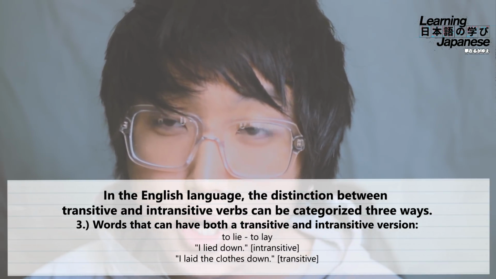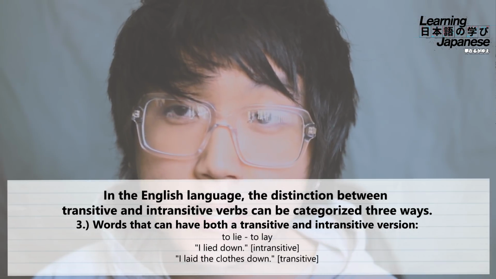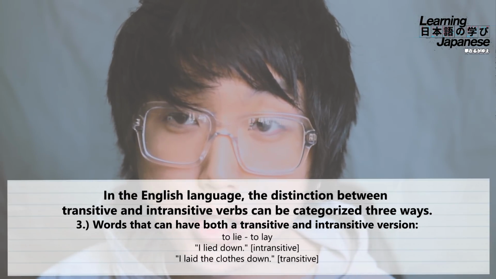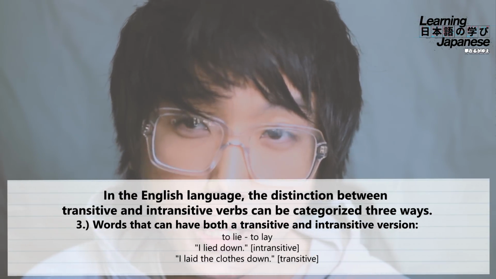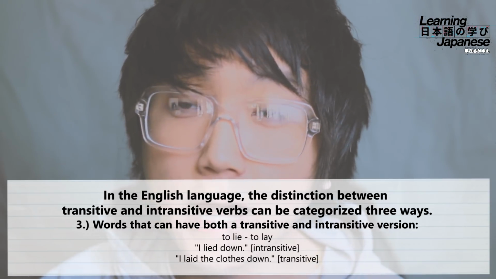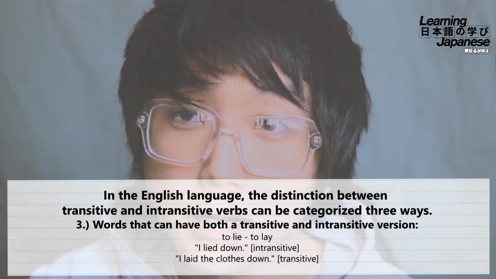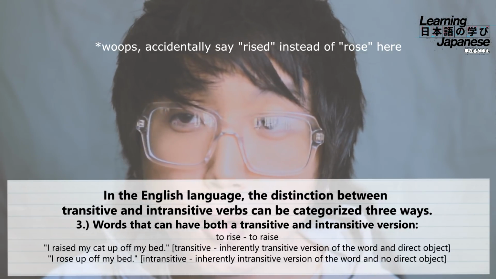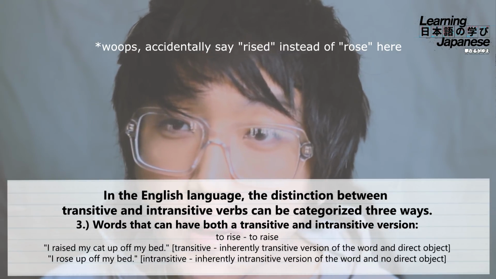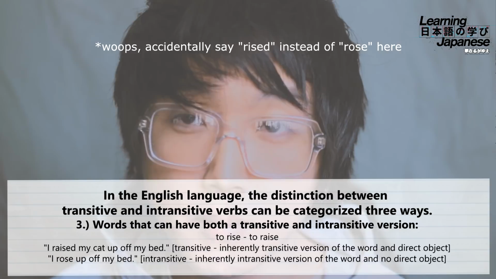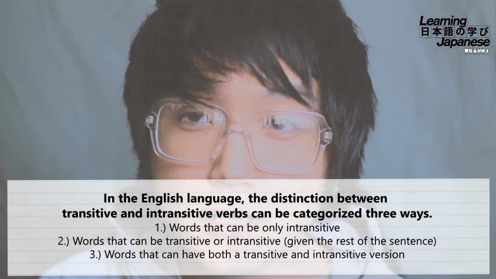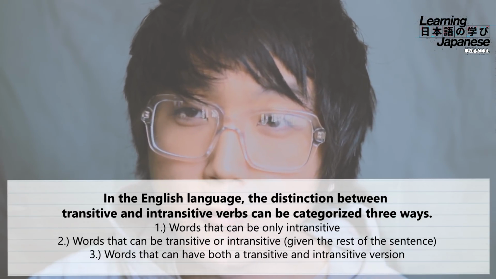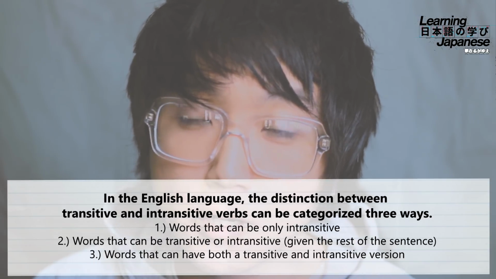And last but not least, the third category are words that have basically a transitive version and an intransitive version. In English, to lie is to do something, to lie down, like you lie your own body, you yourself lie. And to lay is to basically do the same thing but to an object, not yourself. So I lie down versus I laid the clothes down. Or the words rise and raise. I rose up off my bed, or I raised my cat up off my bed. So yeah, 3 categories right there. Just intransitive, or intransitive and transitive, or 2 different versions of the word for the respective transitive or intransitive cases.